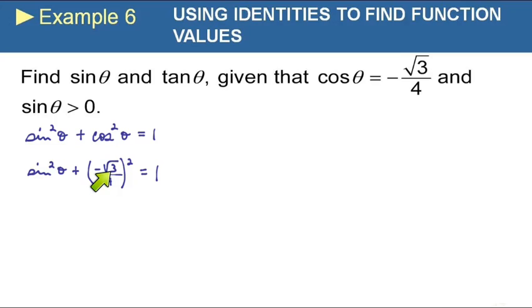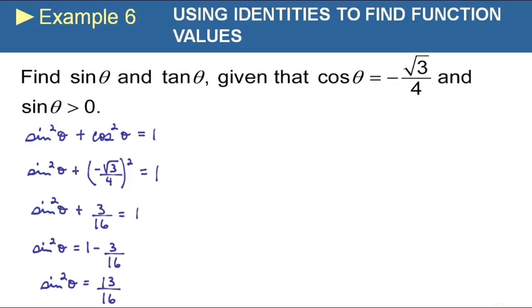Negative square root of 3 squared would be positive 3. And on the bottom, 4 squared would be 16. And that equals 1. So sine squared theta plus 3 over 16 equals 1. Now subtract 3 over 16 from both sides. We know that 1 is equal to 16 over 16. So 16 minus 3 is 13. That is 13 sixteenths. Sine squared equals 13 sixteenths.